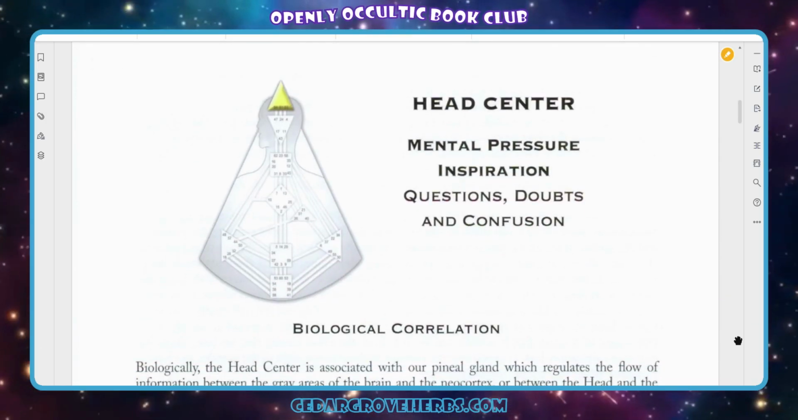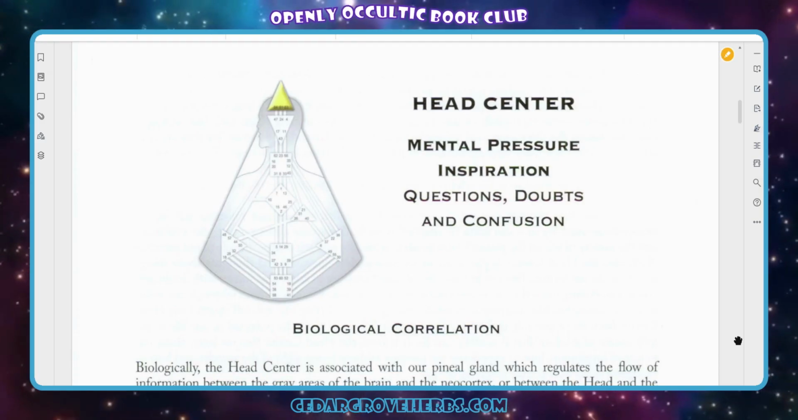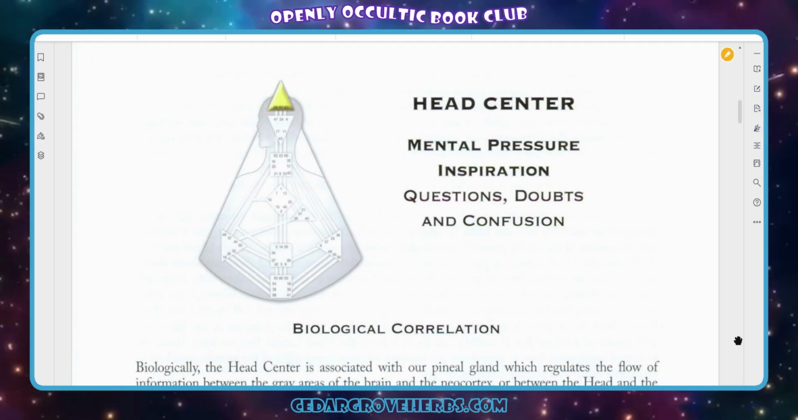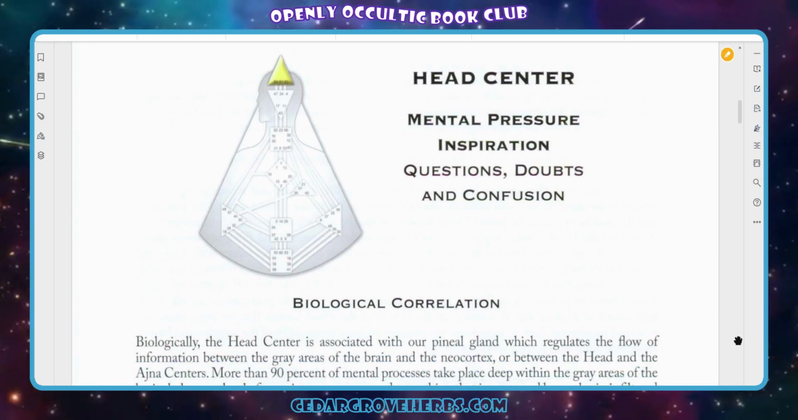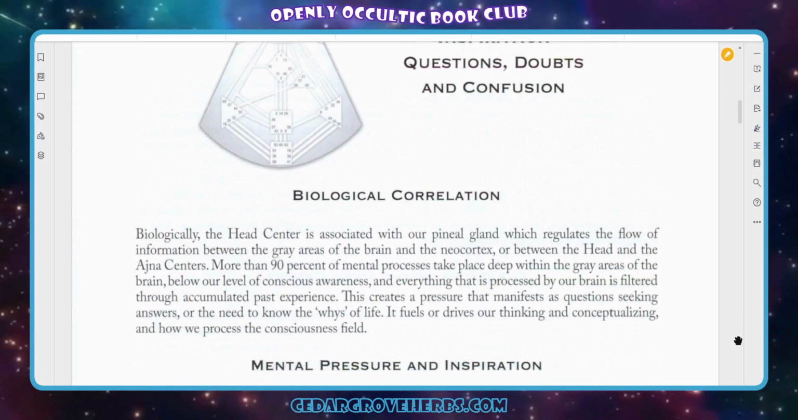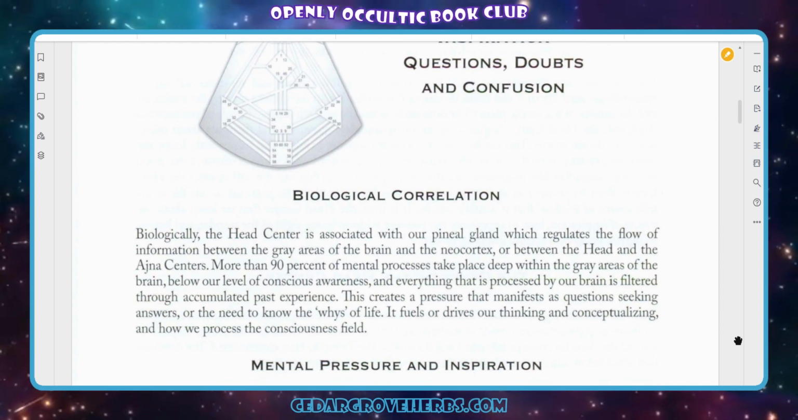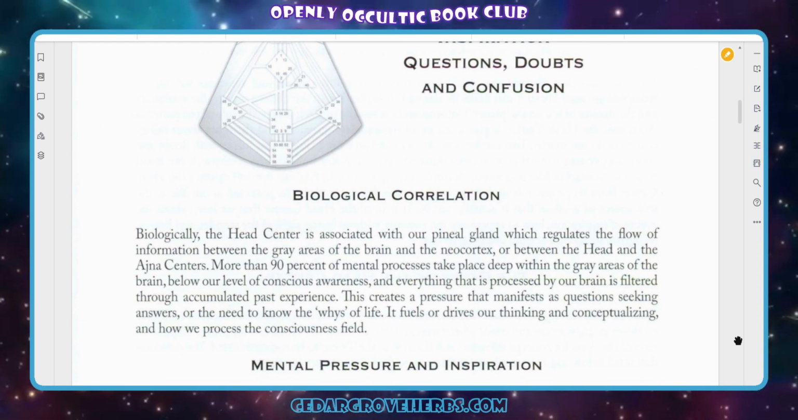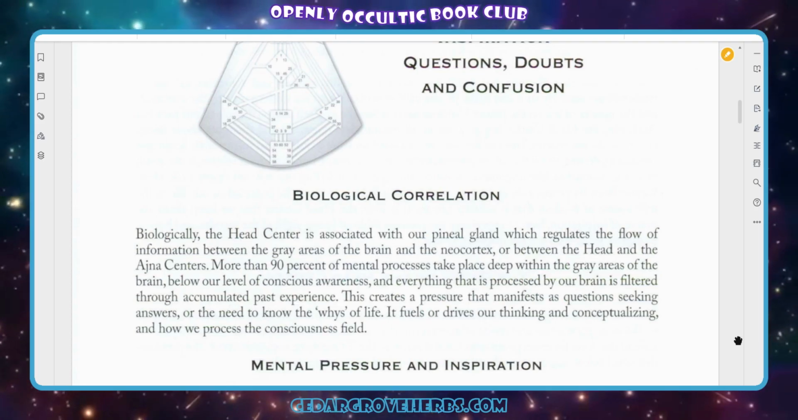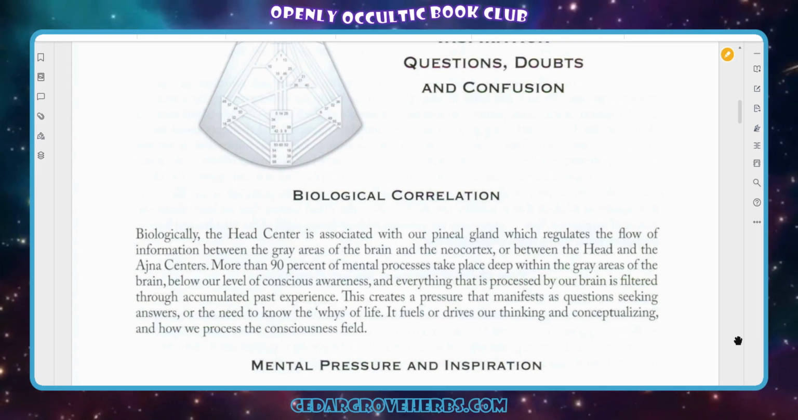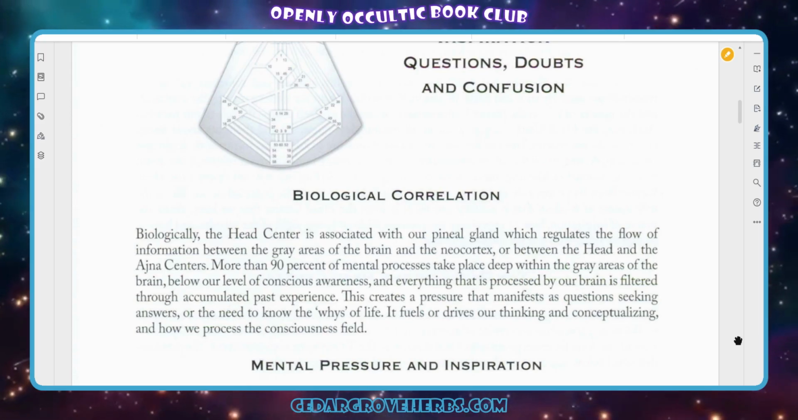The head center: mental pressure, inspiration, questions, doubts, and confusion. The biological correlation. Biologically, the head center is associated with our pineal gland, which regulates the flow of information between the gray areas of the brain and the neocortex, or between the head and the ajna centers.